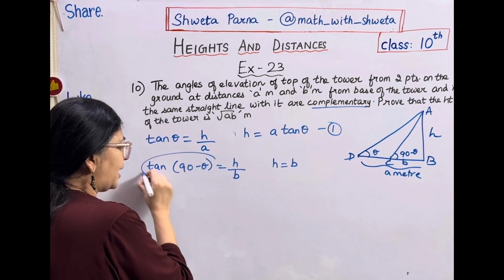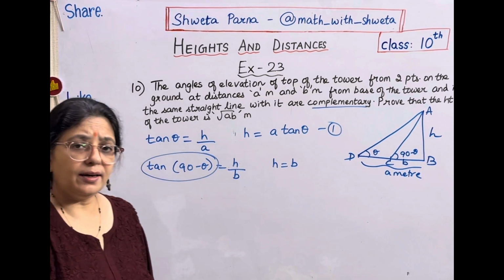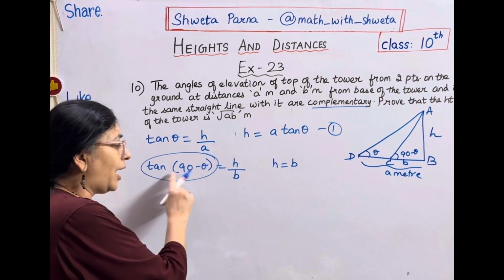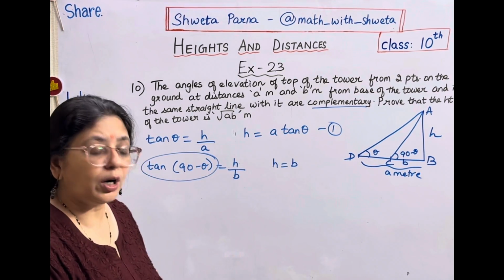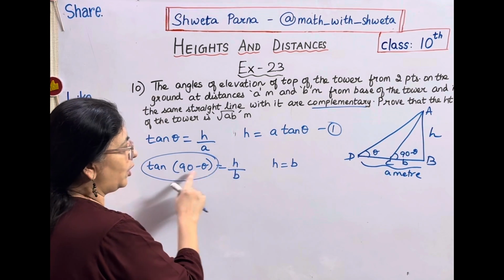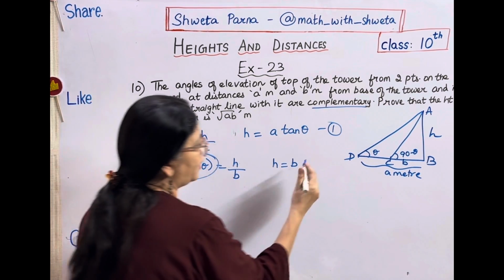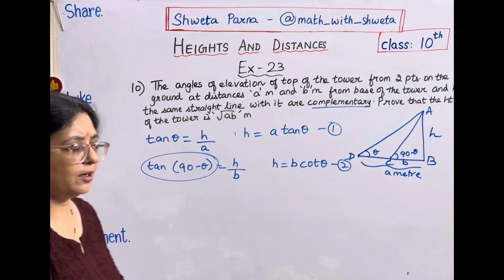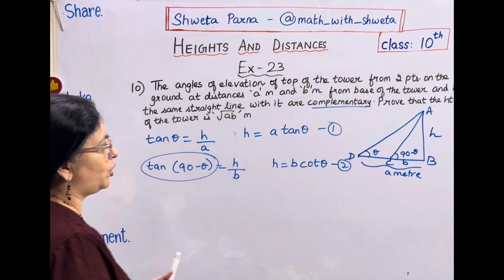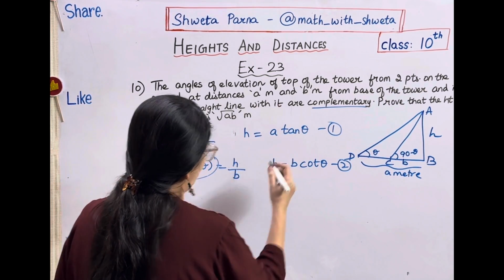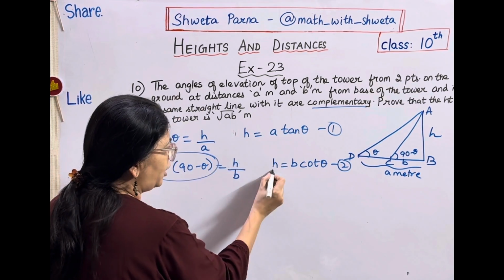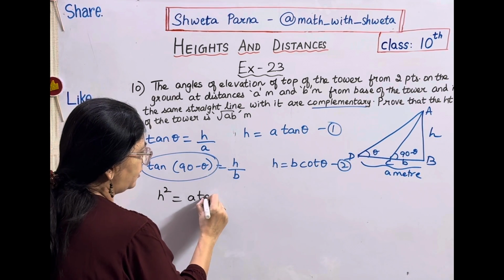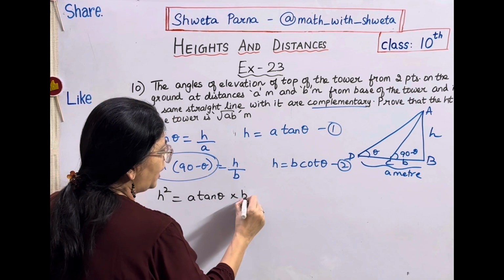So H is equal to B times tan 90 minus theta. Now what is tan 90 minus theta, children? In 9th grade we have learned this complementary trigonometry ratio. So tan 90 minus theta is cot theta. So H will be equal to B into cot theta. This is equation 2. Now let's solve both these equations. Multiplying both these equations, H into H will become H square, A tan theta into B cot theta.